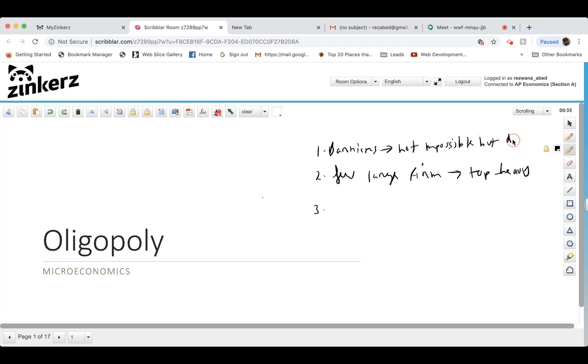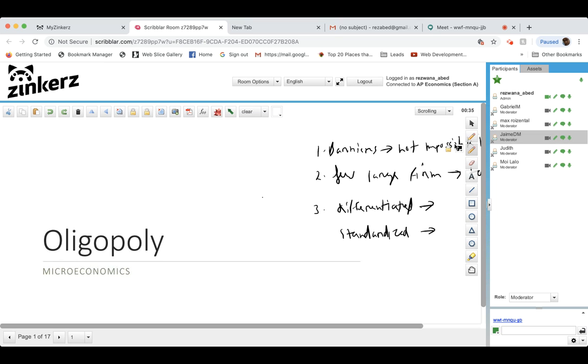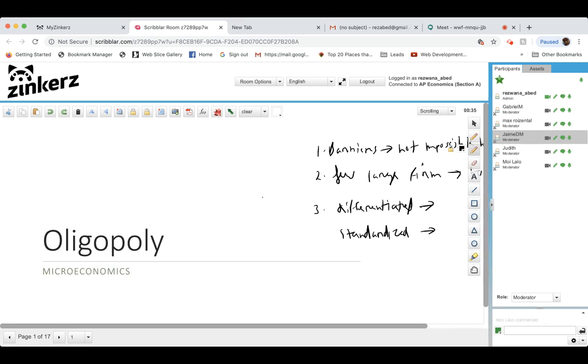And there's differentiated and standard product. Good. So they sell both differentiated and also standardized or identical products, right? So what were some examples of differentiated products? Jaime, I know you know this stuff. I'm going to ask someone else, okay? So Max, what were some examples of differentiated products?